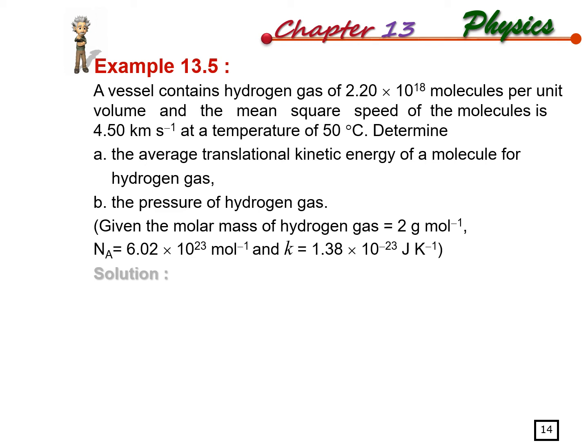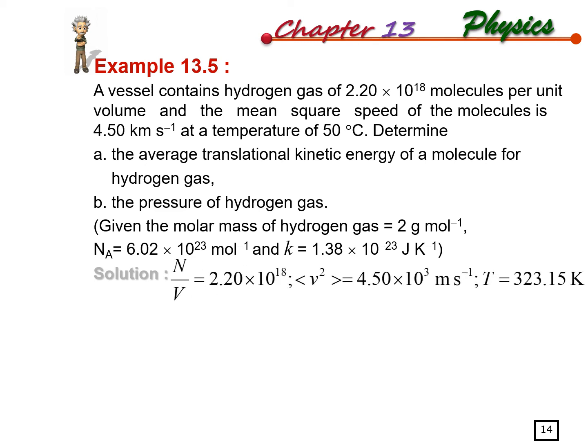The Avogadro constant and the constant k are given. The information available from the question is the number of molecules per unit volume and the mean square speed of the molecules. This one is given in kilometers per second, so convert into meters per second. Also the temperature is given in degrees Celsius, so convert it into the SI unit, which is Kelvin.